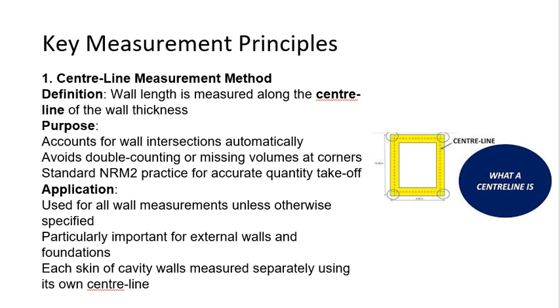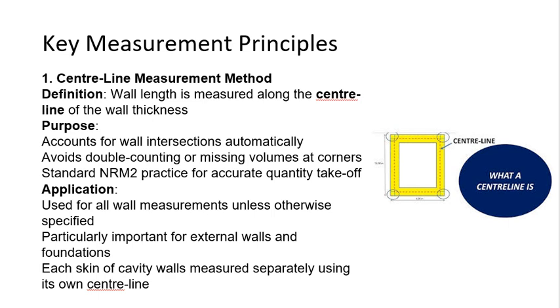What else? Using the center line method already accounts for the intersection between the walls. When you are using the center line, the portion of the intersection is already included, so we don't have to do double counting, and we don't miss anything, because we are using the center line from both directions. This is the rule. Obviously, the people who made the rule already looked at these things.